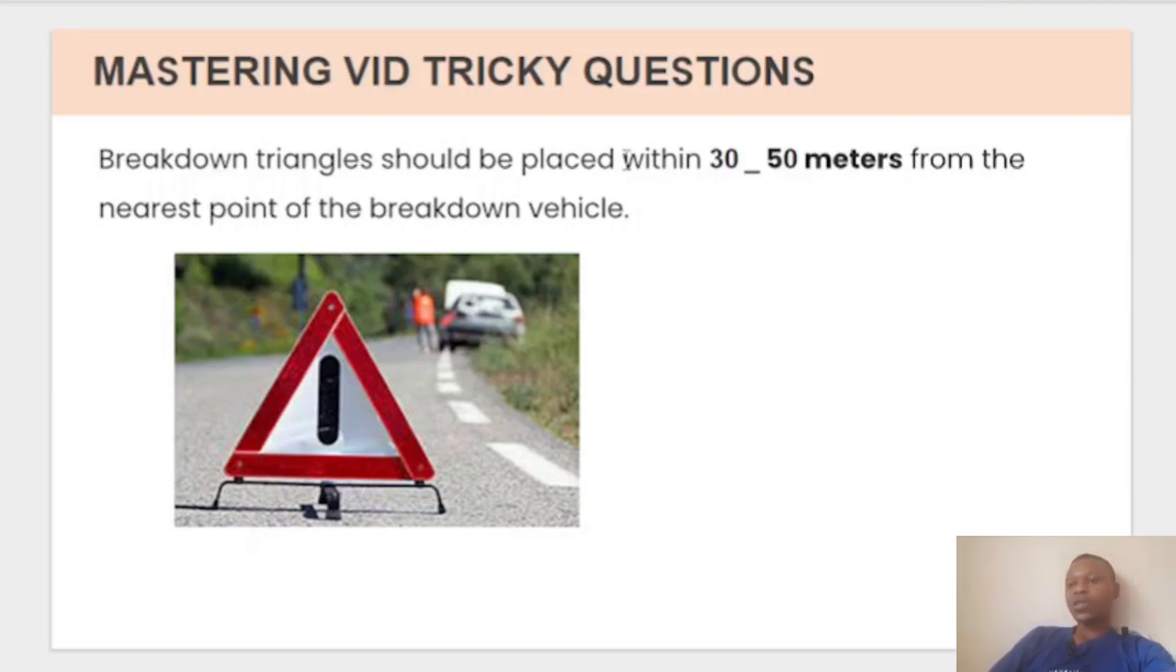Okay, so a breakdown triangle should be placed within 30 to 50 meters from the nearest point of the breakdown. So you go to your back right and you measure between 30 to 50 meters. Then you put your breakdown triangle, and you also go to the front and you measure from your vehicle going forward. You measure between 30 to 50 meters, right? And you put another breakdown triangle. So these are what we call red reflective breakdown triangles, okay? And they are put 30 to 50 meters, so just know that.